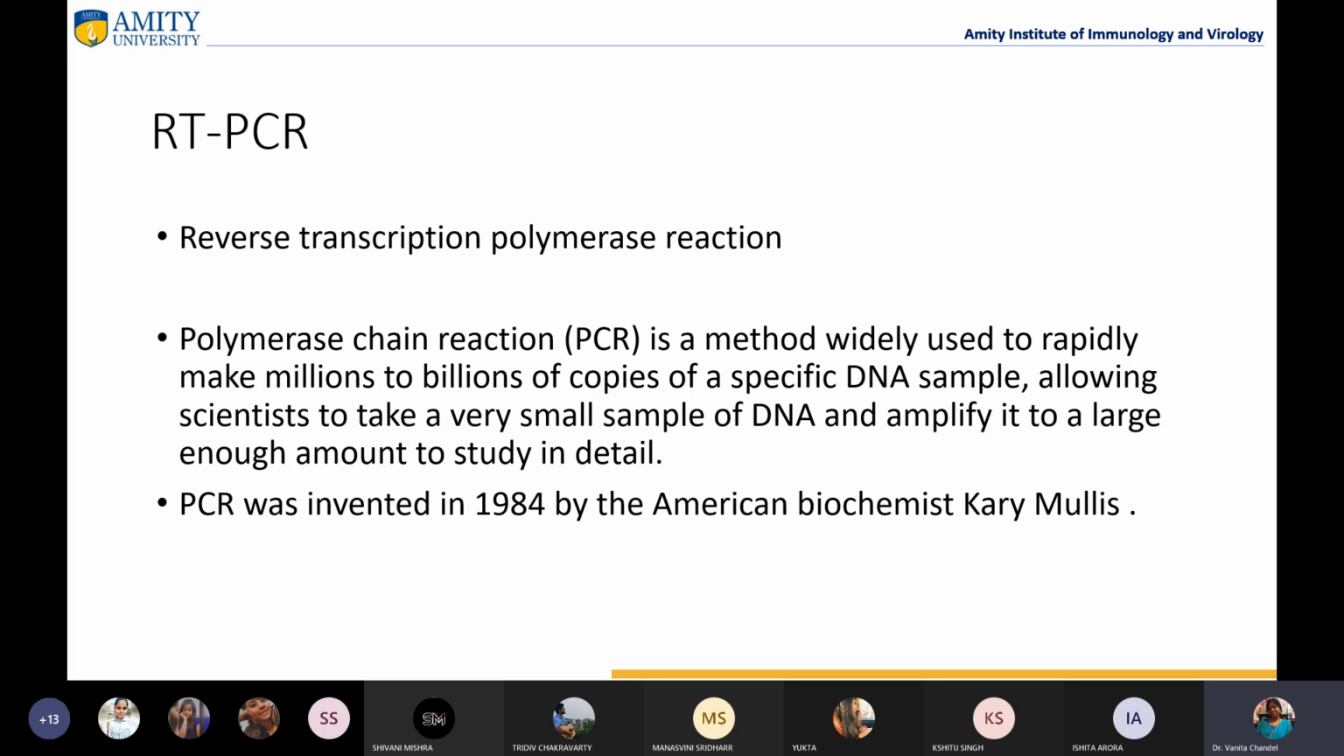The polymerase chain reaction was invented in 1984 by the biochemist Kary Mullis, and after that it has seen tremendous use in diagnostics and many other research areas. It is a very widely used technique for the identification of pathogens or amplification of other genes or other materials. So it is very commonly done, right? It is a kind of chain reaction which is used to rapidly make a number of copies of a specific DNA sample, right?